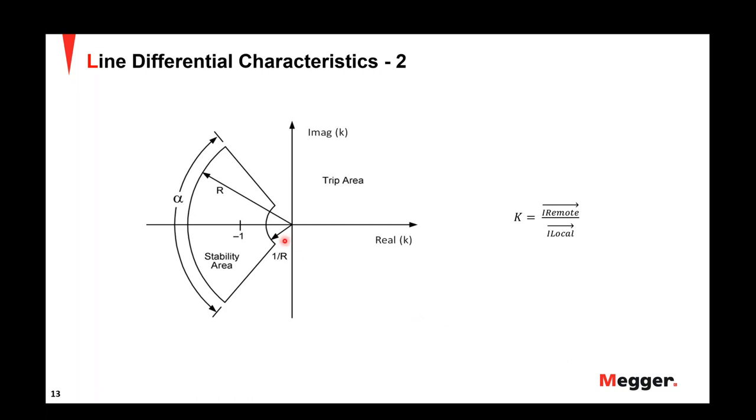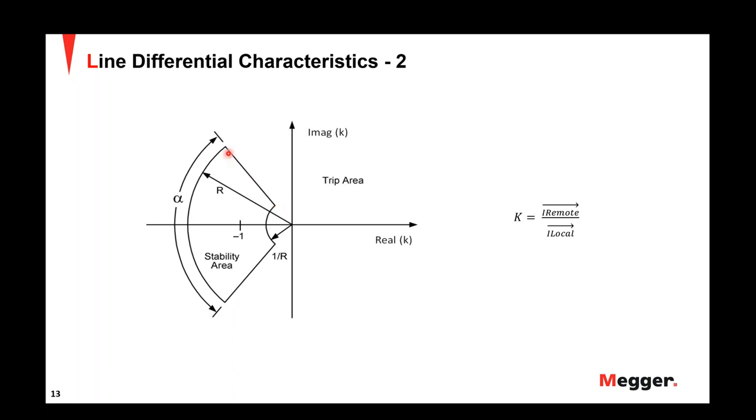So going back to the alpha plane characteristic itself, this is the area of stability on the plane, which means that, depending on the currents that are read on both ends, if the relay plots the resultant K inside the stability area, then it's either a normal load condition or an external fault. Relays are not supposed to trip. They're supposed to be stable. So this is the stability area. And you have the trip area, which actually defines your internal faults on a line.